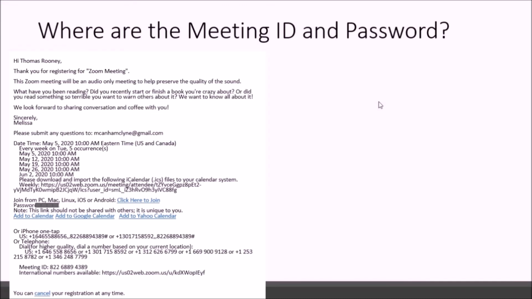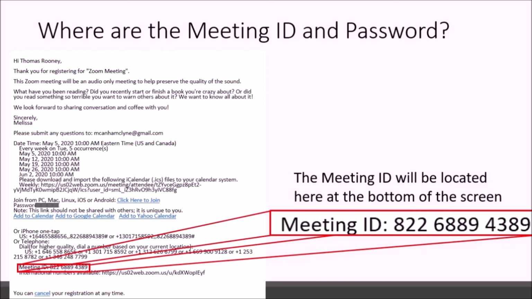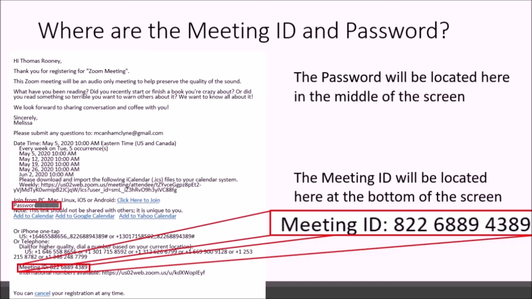If you're having trouble finding the meeting ID number and password, just remember, they're sent to you in an email when you sign up for our programs through the Hamden Library website. If you need to know how to register for a library's Zoom program, please check the description for more video tutorials. But if you already have and you do have the email with the ID number and password, this is just a brief reminder of where you can find that information in the email. The meeting ID number will be located towards the bottom of the email, and the password will be located in the middle of the email.